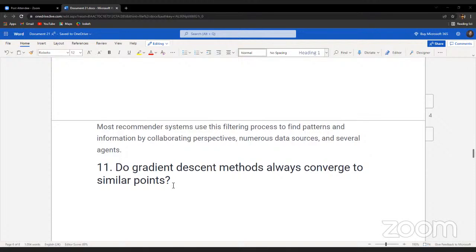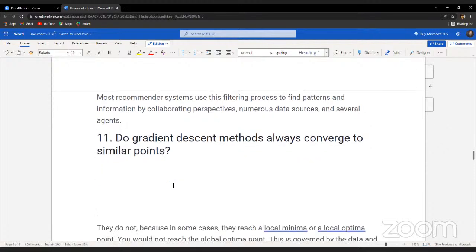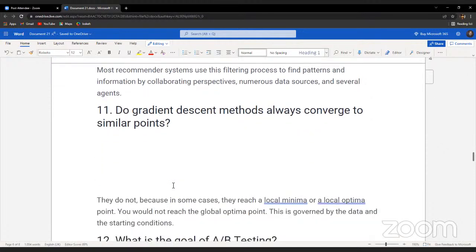Yeah, as we look into this, do gradient descent methods always converge to similar points? They do not, because in some cases they reach a local minimum or local optimum point. By reaching there, you would not reach the optimal point, right? This is because of the data and the starting conditions, whereby the similar points have been started and recorded, and this is governed by the data and the starting conditions.